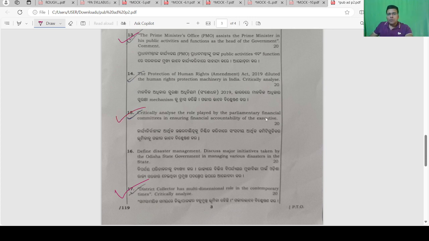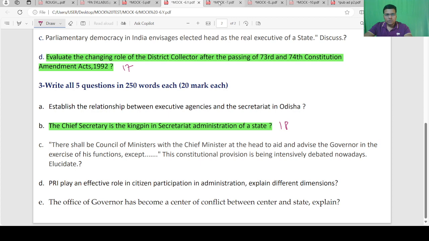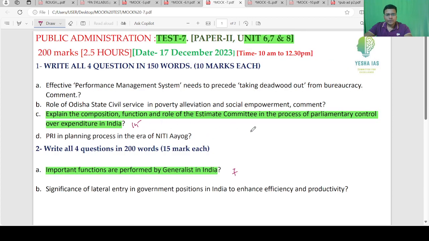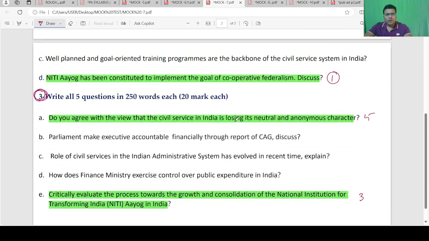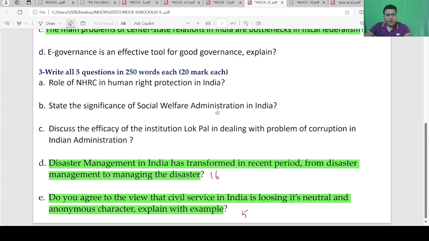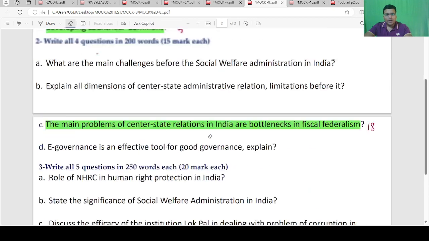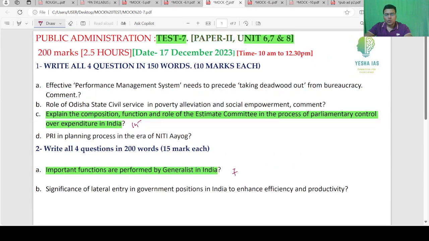Critically analyze the role played by the Parliamentary Financial Committees. In Parliamentary Finance Committees, the PAC, EC, CPU and Departmental Standing Committees are the four committees that will be named. So this is about the Estimates Committee. I will show you two more questions elsewhere. We have discussed all three committees: Estimates Committee, Public Accounts Committee and Committee on Public Undertakings.